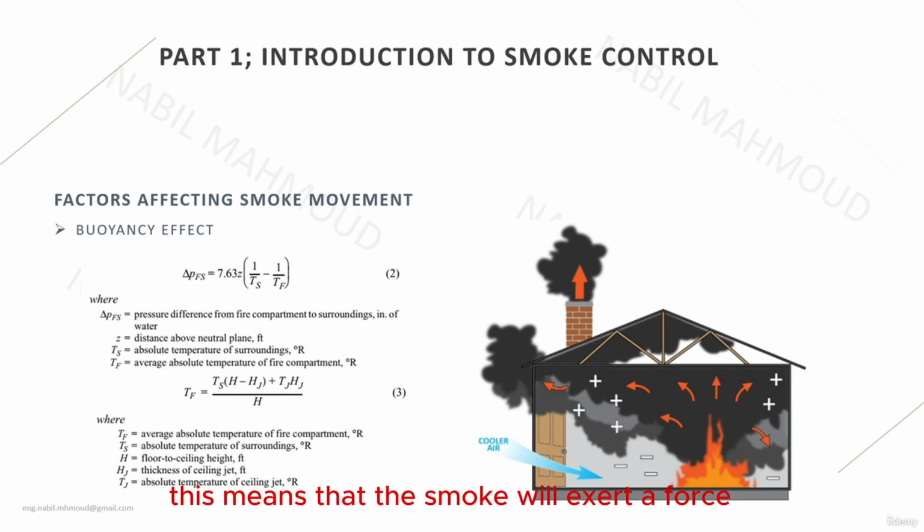This means that the smoke will exert a force on all the vertical openings and in all the openings in the space due to the buoyancy effect resulting from the variation in the temperature difference, which means that if a fire happened inside a room, it will exert a pressure on all the surrounding rooms that can be expressed from this equation.